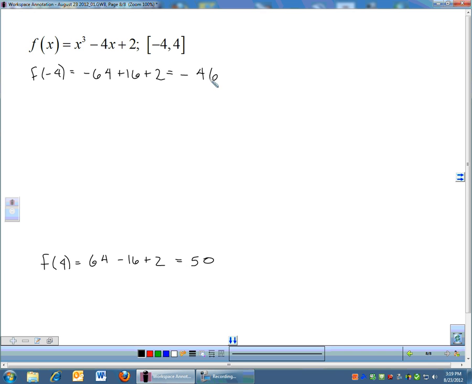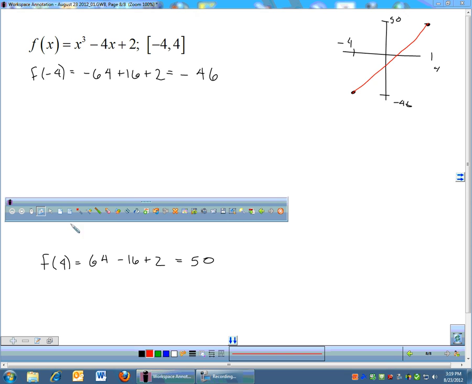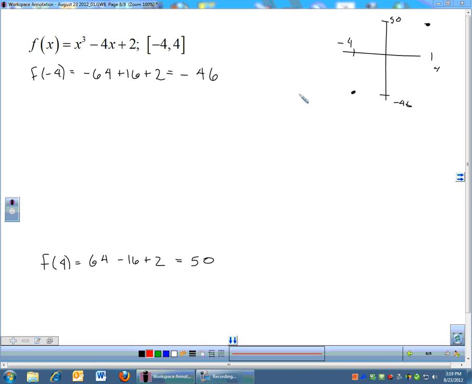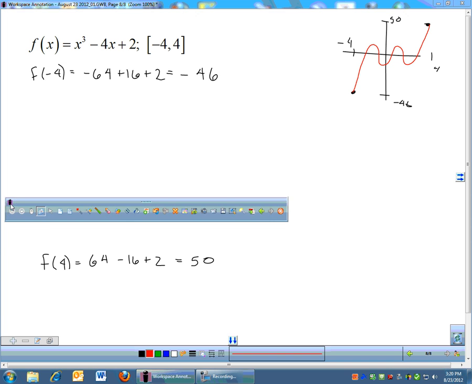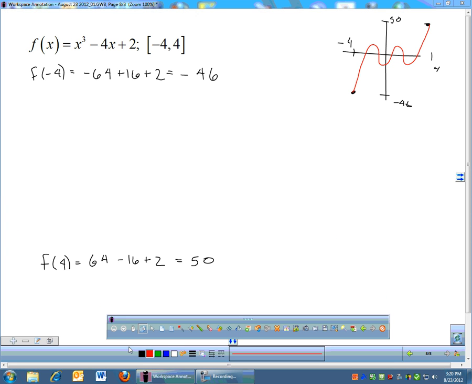But do we have one x-intercept? I was at negative 4, way down here at negative 46, and at positive 4, I was way up here at 50. So I know I have at least one x-intercept. If I connect them with a line, I have one x-intercept. But what happens if my graph does this? What if it goes up and comes down and goes up and comes down and goes up and does stuff like that? We could have a whole bunch of x-intercepts. So I'm going to see if I can find any more. I found one. Let's see if there's more.